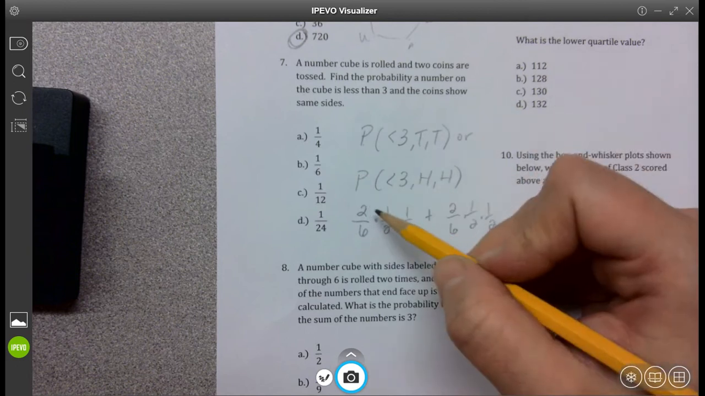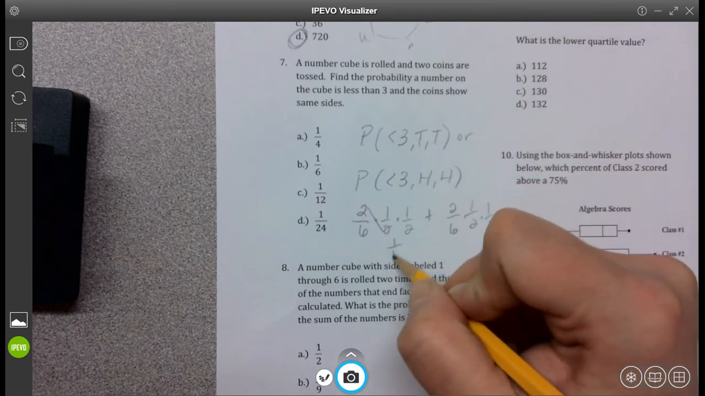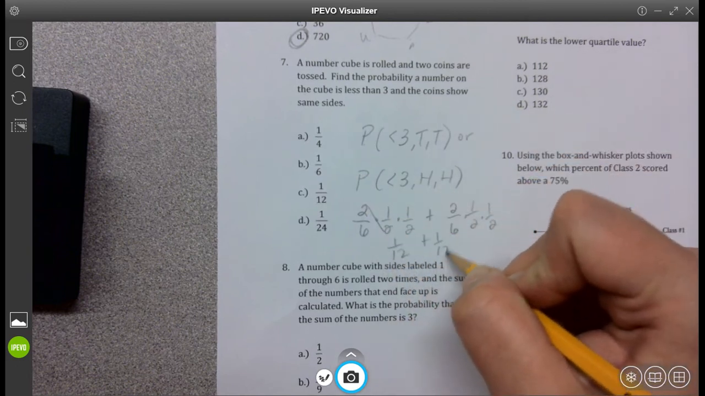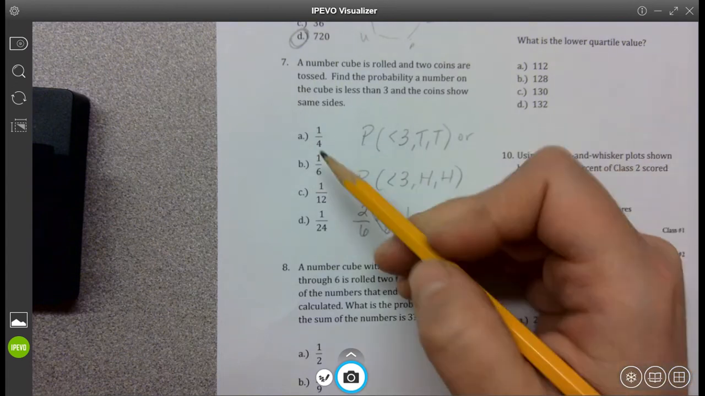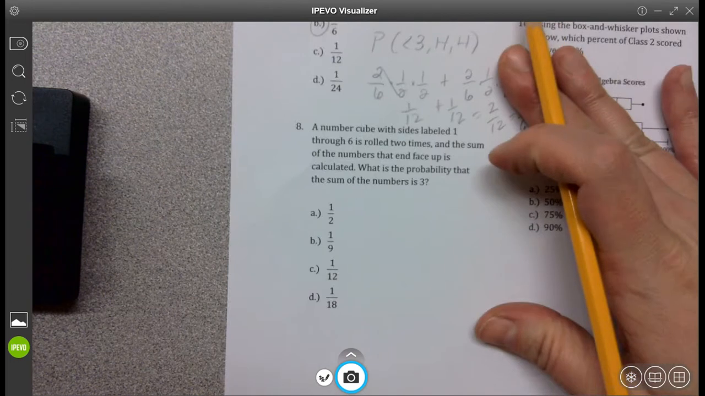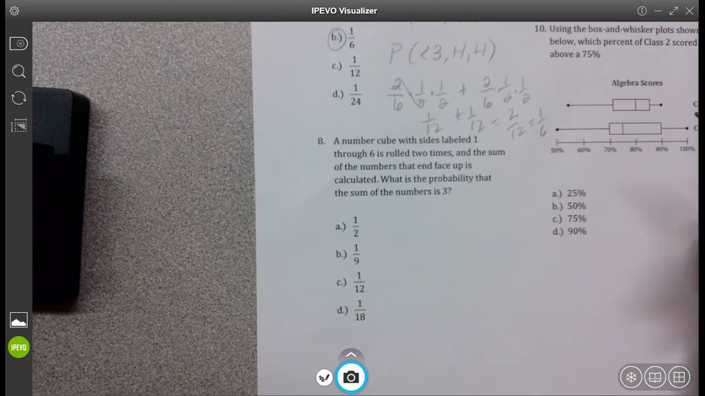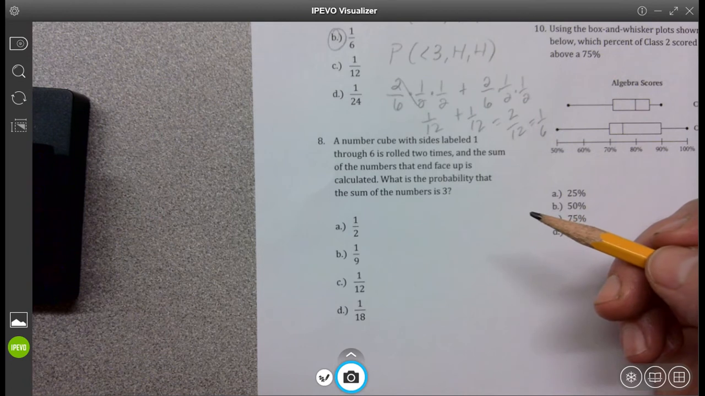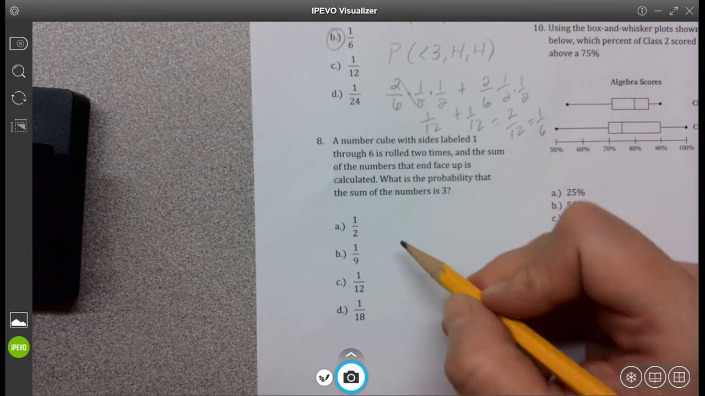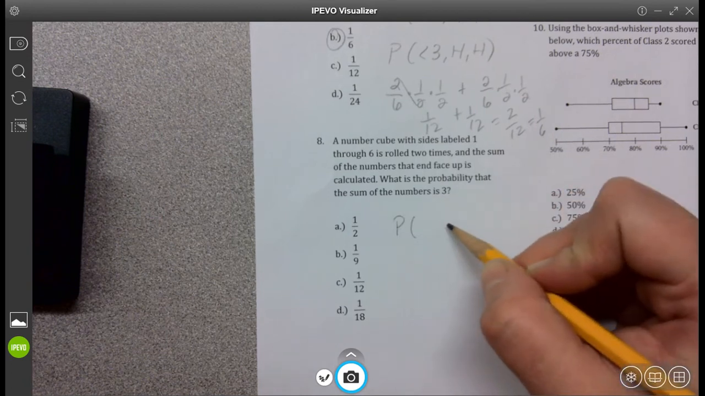You're going to cancel here, and then you'll get 1 out of 12, plus 1 out of 12, which is 2 twelfths, which is 1 sixth. Number 8, a number cube with sides labeled 1 through 6 is rolled 2 times. The sum of the numbers that end face up is calculated. What's the probability that the sum of the numbers is a 3?